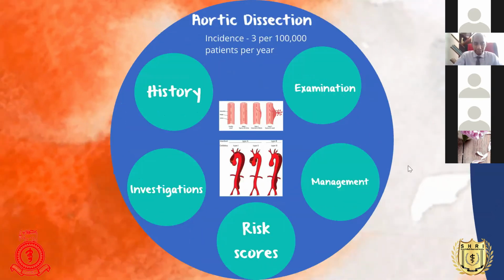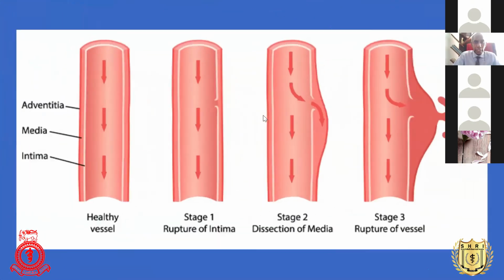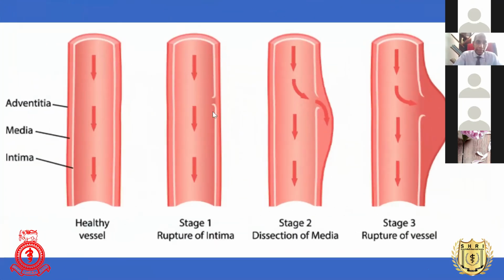Okay, aortic dissection. We have got another around 25 minutes. Fine. Briefly, aortic dissection is a rare fatal illness. Incidence is 3 per 100,000 patients per year. And what happens is, basically, you get a damage to the intimal layer of the aorta, and the blood seeps through the intima and the media to create a false lumen.